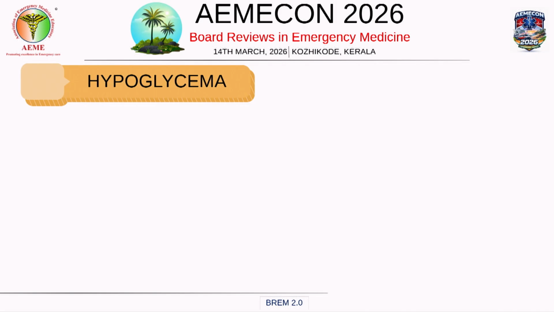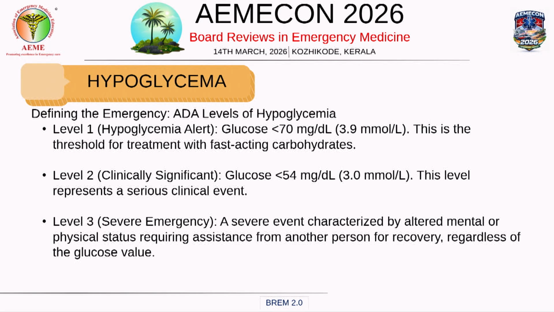Now you also have patients who come to you, they are crashing in front of you, and you find that the patient is in hypoglycemia. How will you approach such a patient? So coming to the ADA definition of hypoglycemia, there are 3 levels, level 1, 2 and 3.